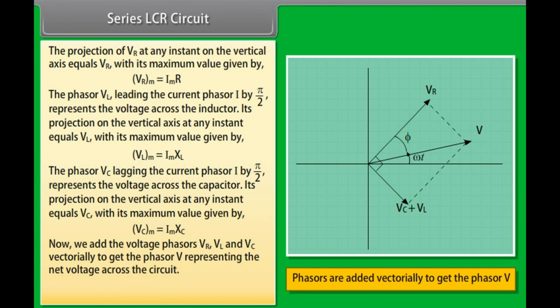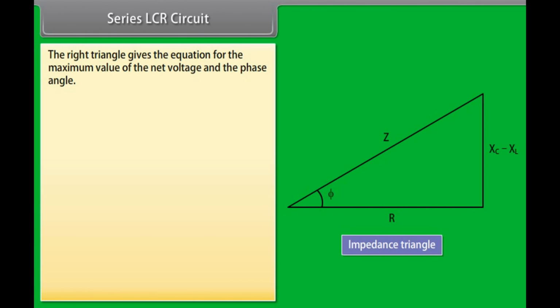Now, we add the voltage phasors VR, VL and VC vectorially to get the phasor V representing the net voltage across the circuit. Vm = √(VRm² + (VCm − VLm)²). The right triangle gives the equation for the maximum value of the net voltage and the phase angle. tan φ = (VCm − VLm)/VRm.